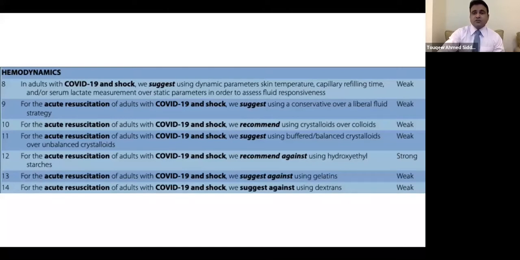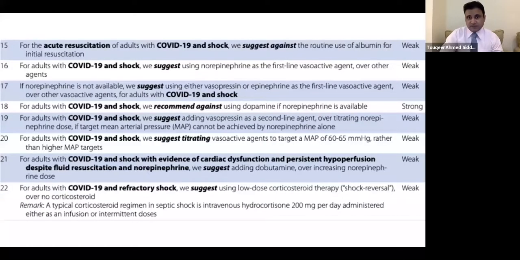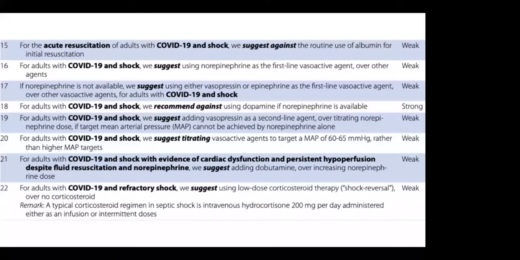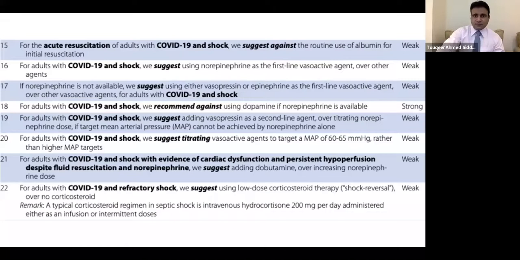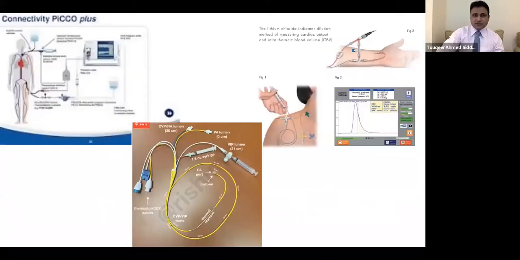Now, don't use starches, please. No gelofusine and stuff like that. Now, coming to the first choice, it would be norepinephrine. I completely agree. You have about four minutes left. Okay. These are pictures of various devices and what you can do.